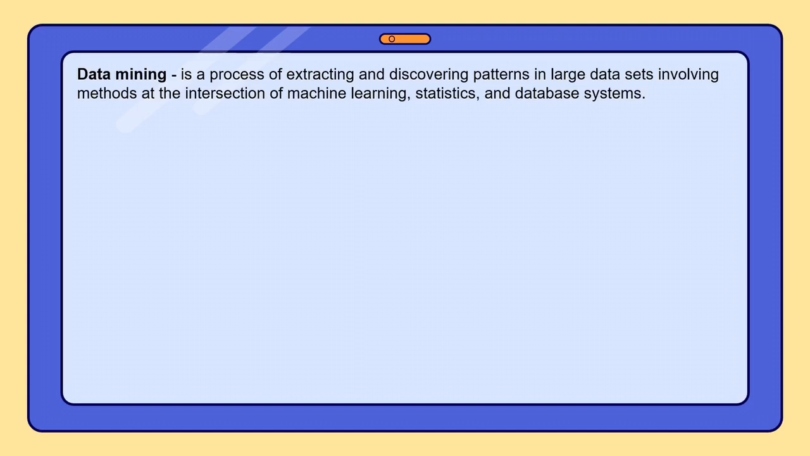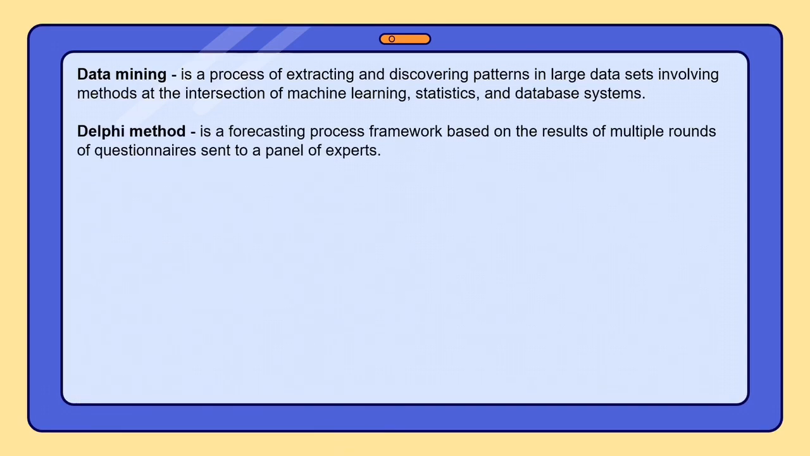So next is data mining. Data mining is a process of extracting and discovering patterns in large data sets involving methods at the intersection of machine learning, statistics, and database systems. So hindi na unfamiliar sa atin tong word na data. Yes, right? Kasi ginagamit na natin to palagi sa statistics. So ang overall goal nito is to extract info from a dataset and transform the info into a comprehensible structure for further use.